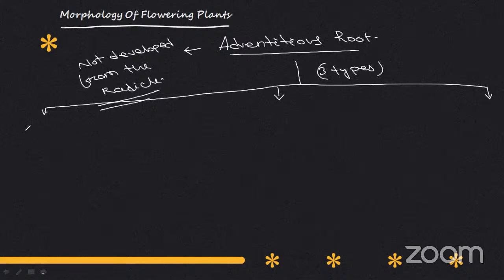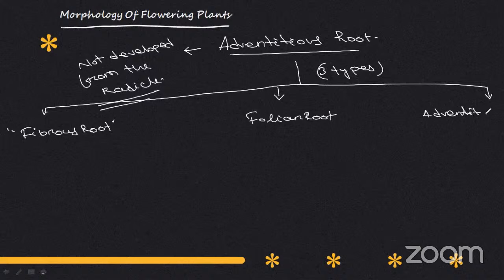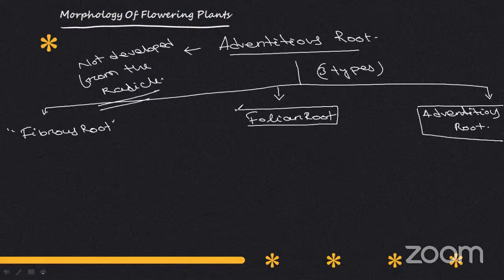One of them is the fibrous root. Another one is called the foliar root. The last one, we may simply write as adventitious root. These are the three basic types of adventitious root.